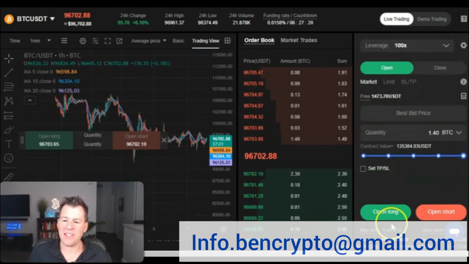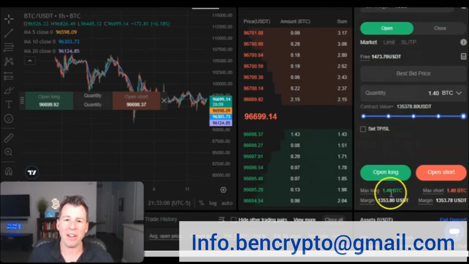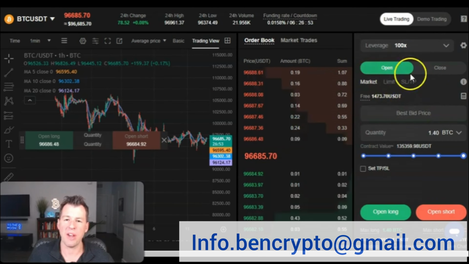Now down here, it's going to say max long 1.4 BTC, and this little toggling thing you can slide. So for 100x leverage, given the collateral I have, the max contract value that I can initiate if I want to is worth 1.4 BTC or $135,000. And so that would be the payout, $135,000 if BTC just keeps going up and doesn't turn around at all. The amount of collateral I'd have to put for that is down here, $1,353, which is just below $1,473.